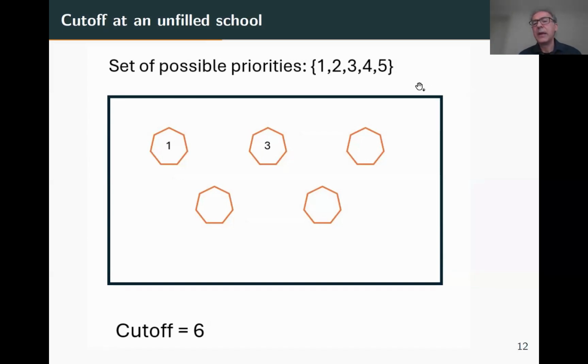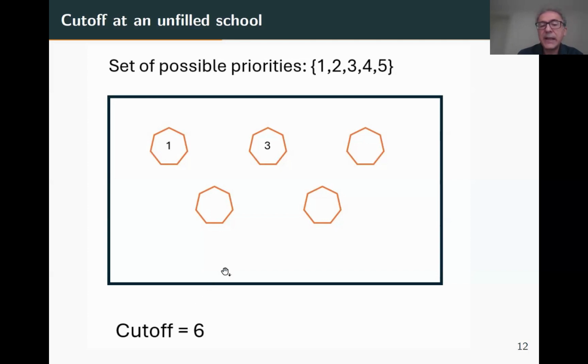What's a cutoff? Well, here is a school with 5 seats. Here are our priorities, from 1 to 5. Only 2 of the seats are filled up. The 3 seats remain unfilled. So we are going to set the admissions cutoff at that school to the maximum priority 5 plus 1, which is 6. What does this mean? This means any student with a priority less than 6, if they want, they can get into that school. Actually, this means any student can get in because our maximum priority is 5. It's going to be less than 6.